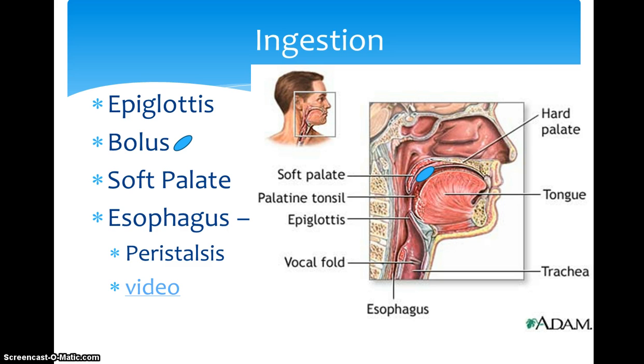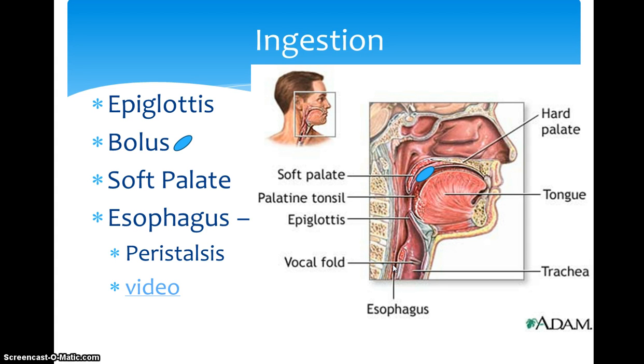Now a few parts that have to do with ingestion. The first of these words that we want to talk about is the epiglottis. It's basically a cover over your trachea so that food does not go down your windpipe. So if you see right here, as you swallow, this should go down so that food doesn't go down your trachea, but instead goes down your esophagus behind it.